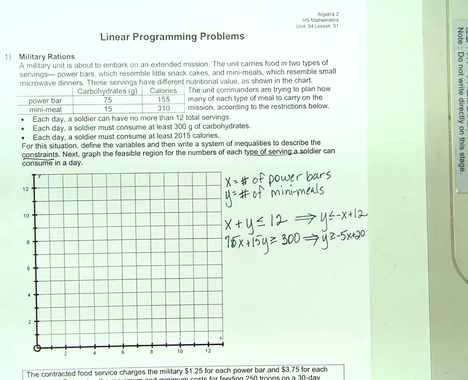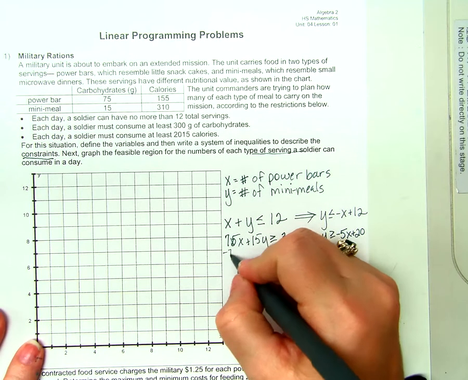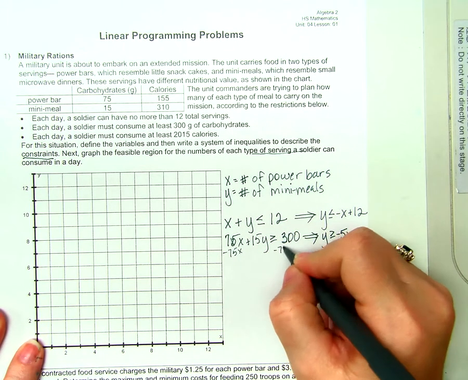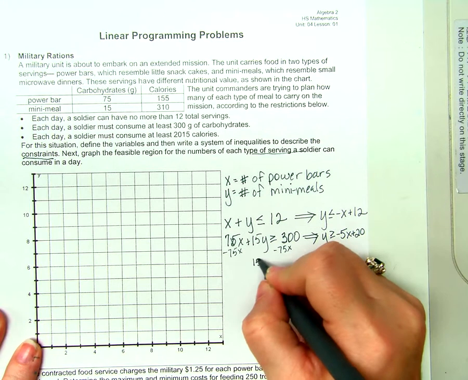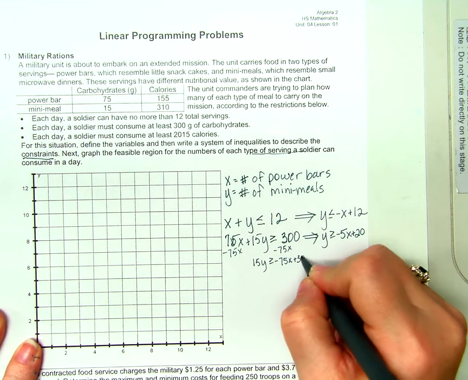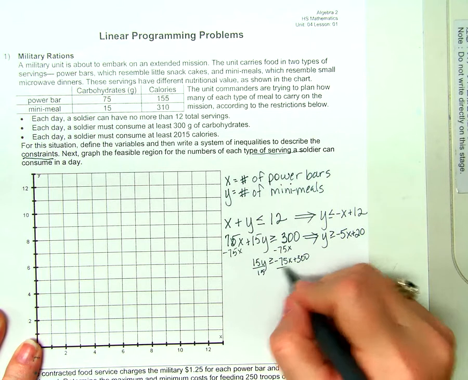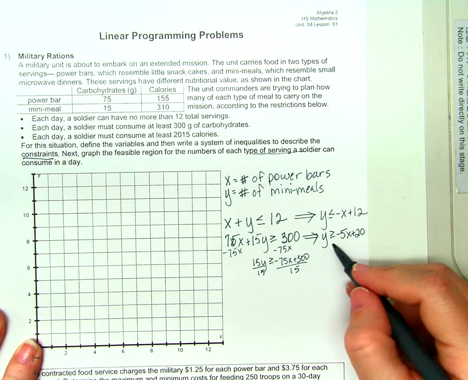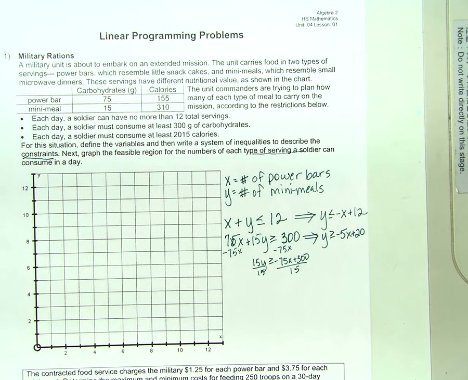I just heard a screeching sound of people going, wait a second, where did that come from? If I subtract 75x from both sides, I get 15y is greater than or equal to negative 75x plus 300. And then if I divide everything by 15, what do I get? That. Does that make sense?